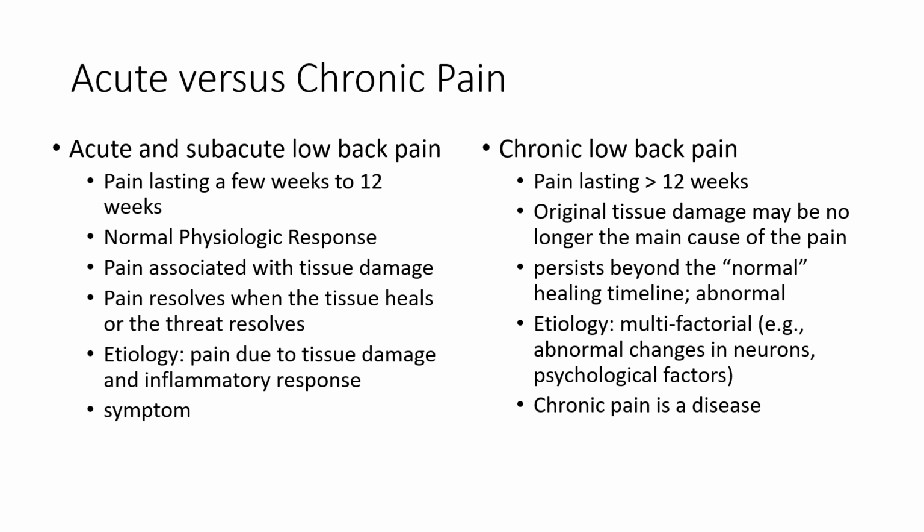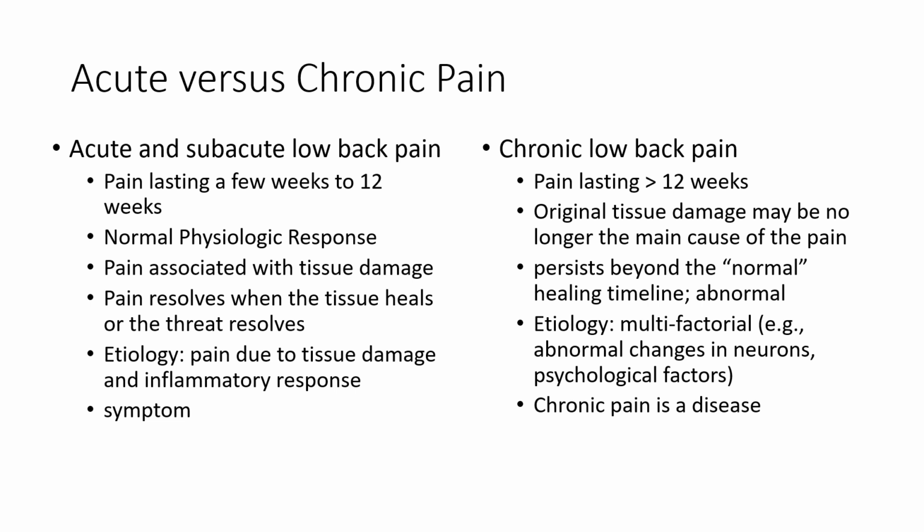While chronic low back pain is different from acute or subacute low back pain, chronic low back pain is usually defined as back pain lasting more than 3 months. The original tissue damage may no longer be the main cause of the back pain. Since the back pain has already lasted more than 3 months, it actually persists beyond the normal healing time. Therefore, chronic low back pain is physiologically abnormal.